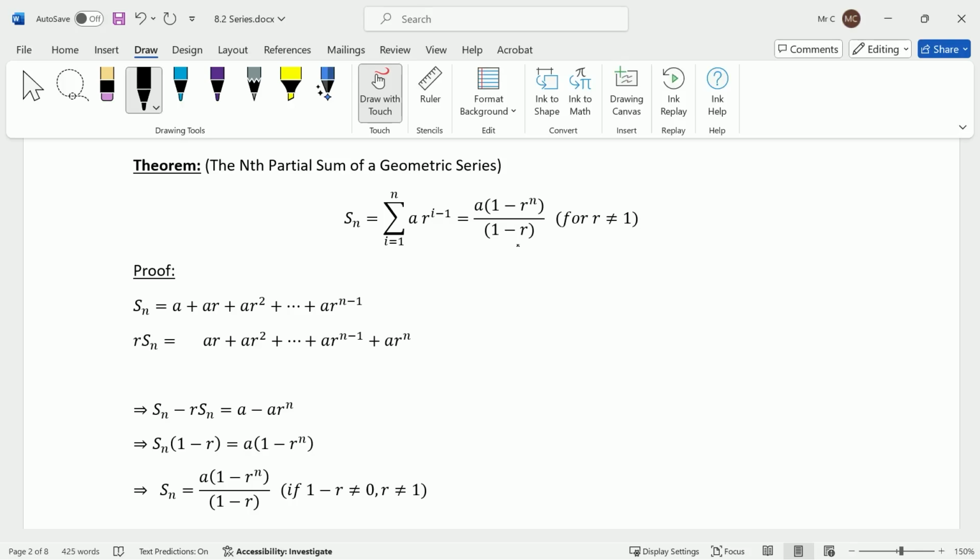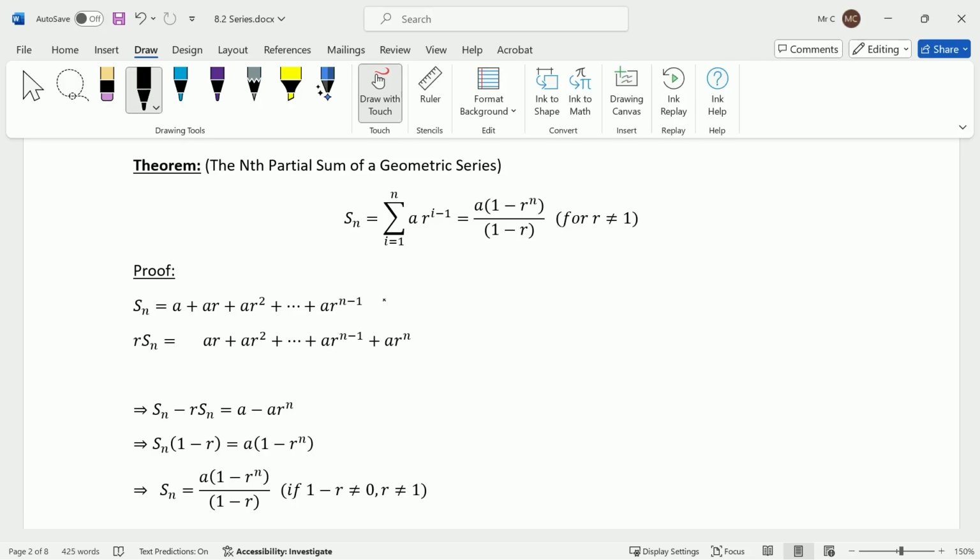Okay, so how do we prove that this formula is true? And of course, this only applies for r not equal to 1, because if r was equal to 1, we would be dividing by 0 here. All right, but let's take a look. S sub n is a plus ar plus ar squared plus dot dot dot, and I stop at the value I get when I plug n into this expression, which is a times r to the n minus 1.